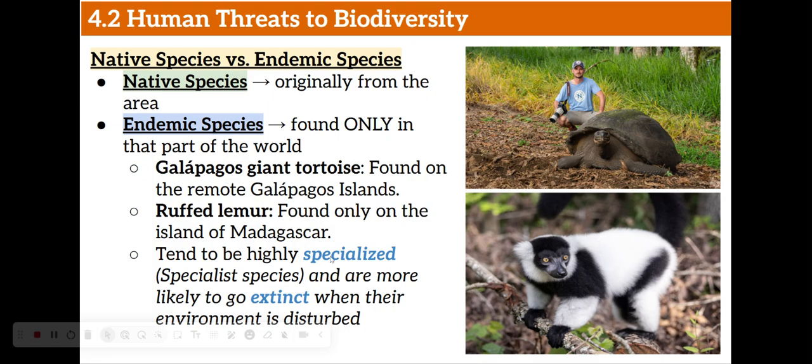Last lesson in 4.1, we went over the difference between generalist and specialist species. Specialized species, or specialist species, tend to have a very narrow niche. They need to live in a certain type of environment. They have to have a certain type of food. Endemic species tend to be highly specialized and are more likely to go extinct when their environment is disturbed because they rely so much on the environment around them.